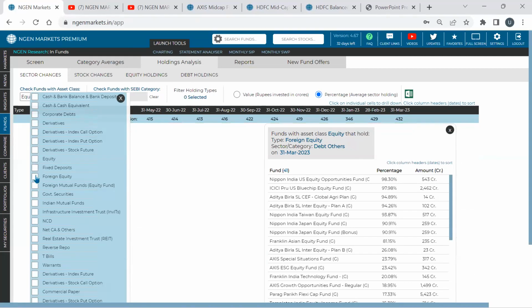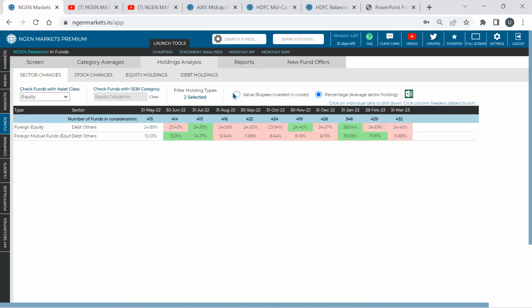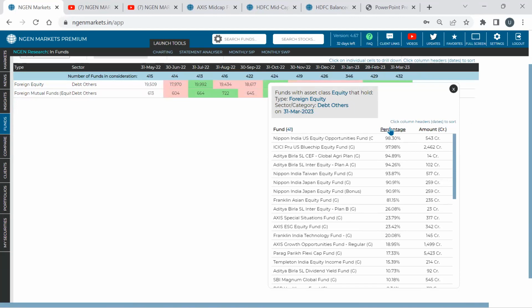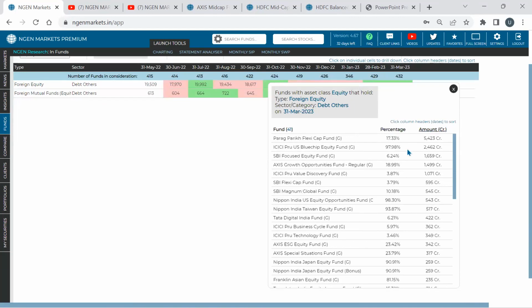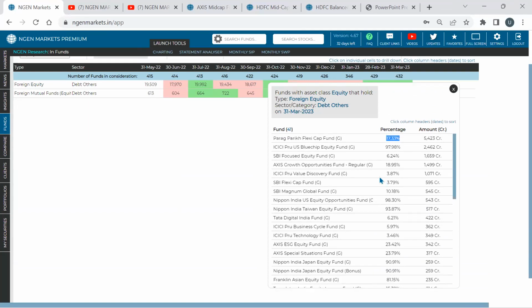But instead of that, you can select foreign equity or even foreign mutual fund. Once you select those two and cancel out, you can see the percentage allocation and value invested in crores. You would like to check for 31st March 2023. Effectively, Parag Parikh Flexi Cap has 17% in foreign equity, and that's how you can check all the 41 schemes. It's not just for ETFs or other schemes, you can also check regular mutual funds like SBI FlexiCap, which currently has 3% foreign equity exposure.